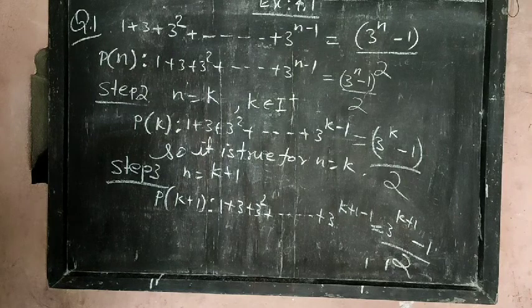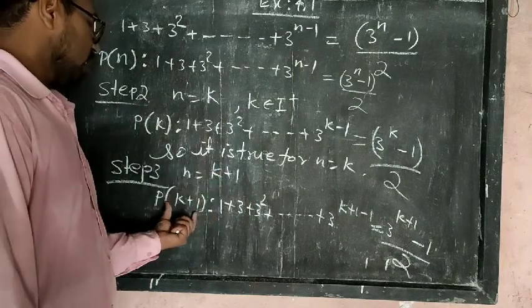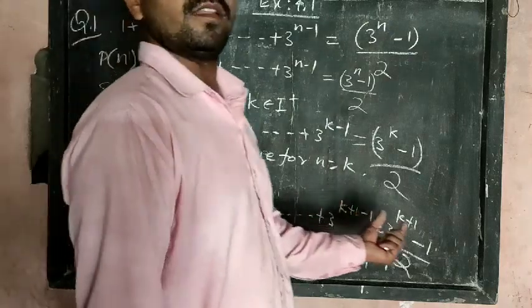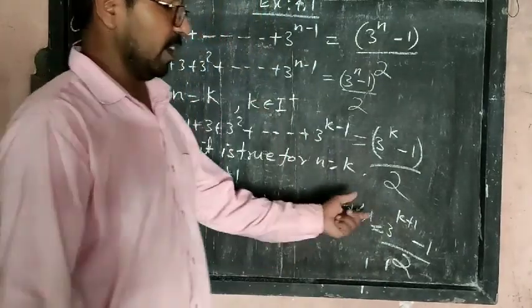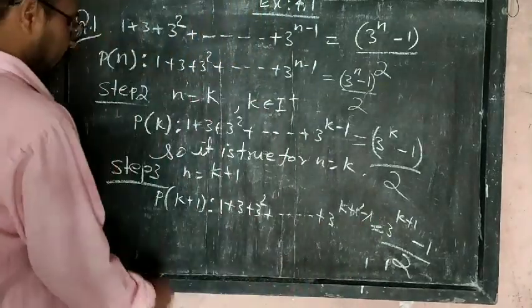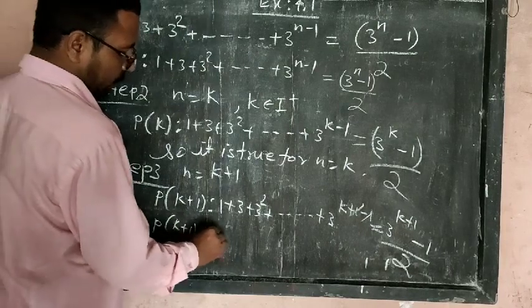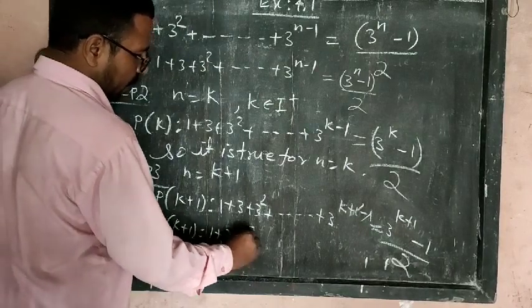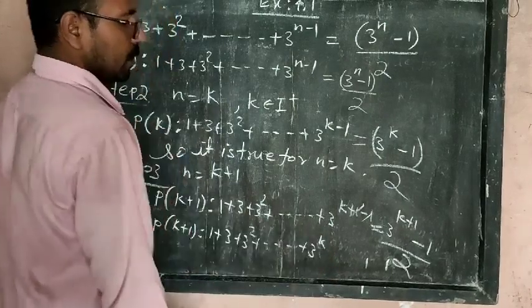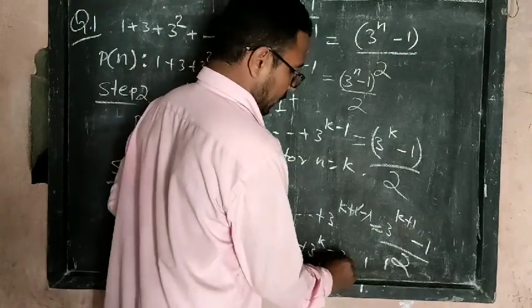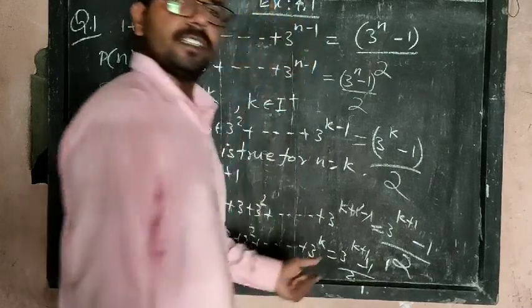Nothing, students, I have done here. Just I have put the value n is equal to k plus 1 at the place of n. So in this k plus 1, the plus 1 and minus 1 can be cancelled. Whatever we are getting here, P k plus 1 such that 1 plus 3 plus 3 square plus up to 3 to the power k is equal to 3 to the power k plus 1 minus 1 by 2. This much we have got.